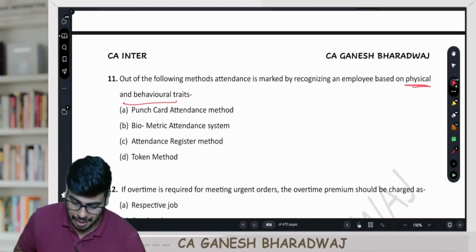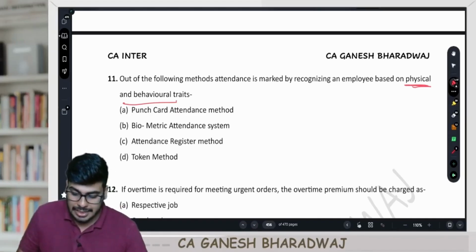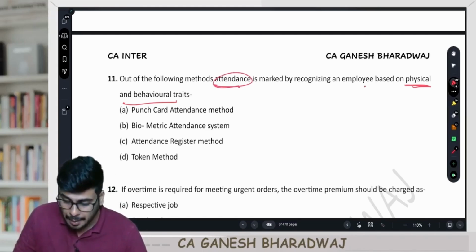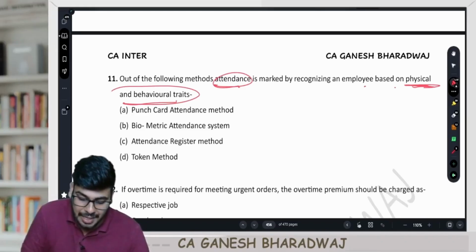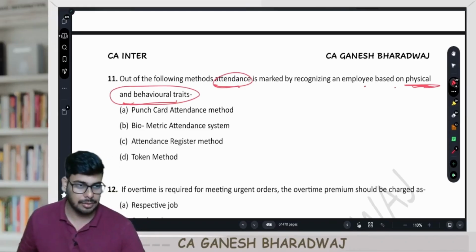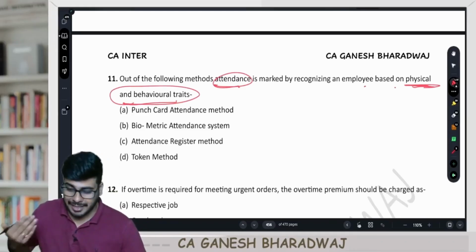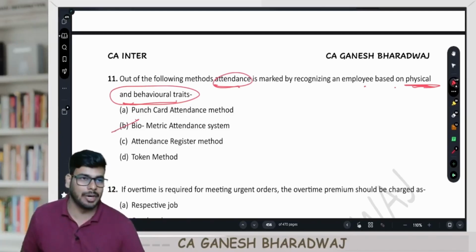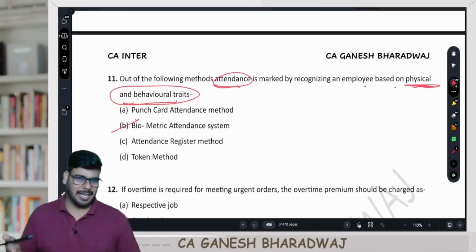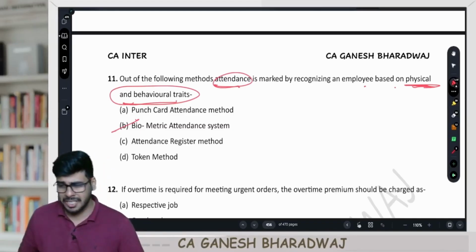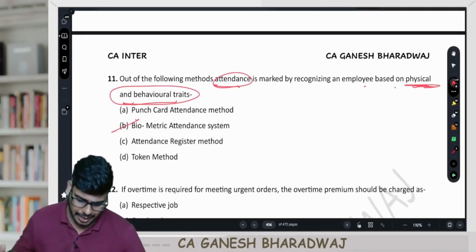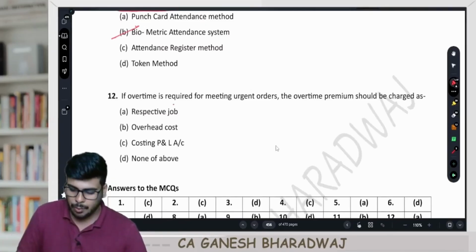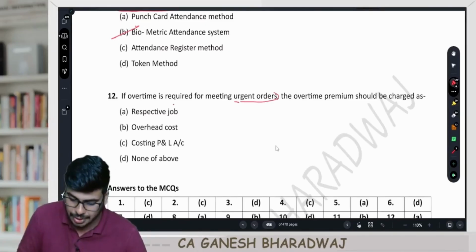So now you tell me, out of the following methods, attendance is marked by recognizing an employee based on his physical and behavioral traits. Which of the following? Biometric, that will be his physical and behavioral traits. Correct? Logically, you think that's about it. These are some theory areas, but logically it can be answered. Fine, guys? Next, if overtime is required for meeting urgent orders, urgent order means what?